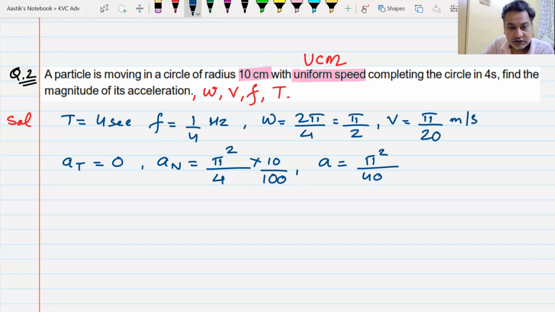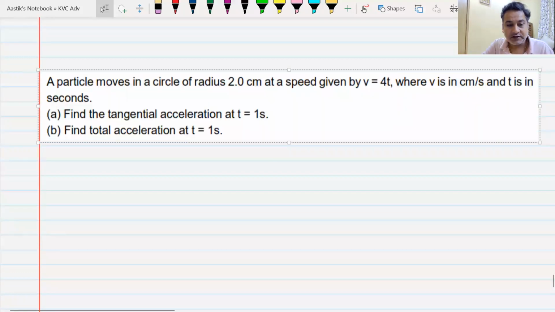Okay. Now, there are only 3 or 4 problems of this type. So, this is the next one. This is a very common problem. You will find this problem in many books. This problem has come in exams as well. So let us see if you can solve this problem.